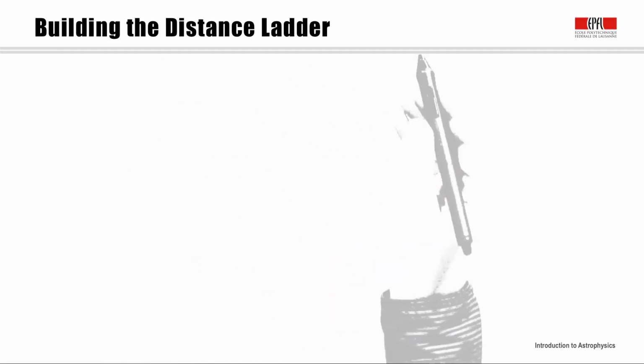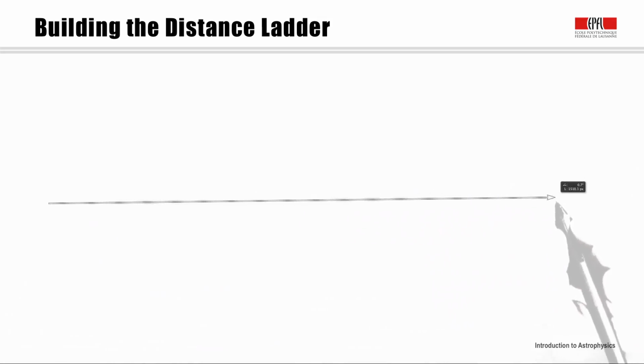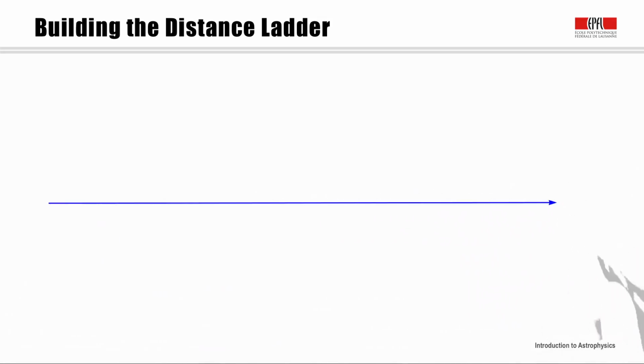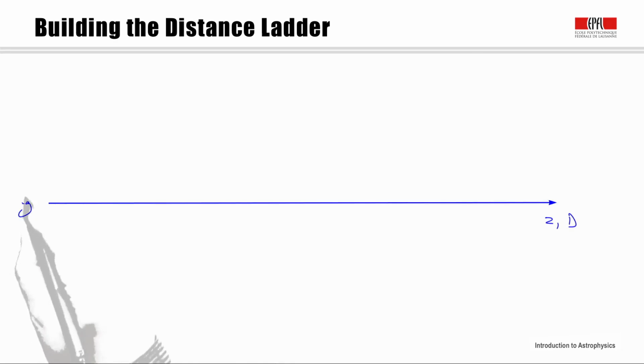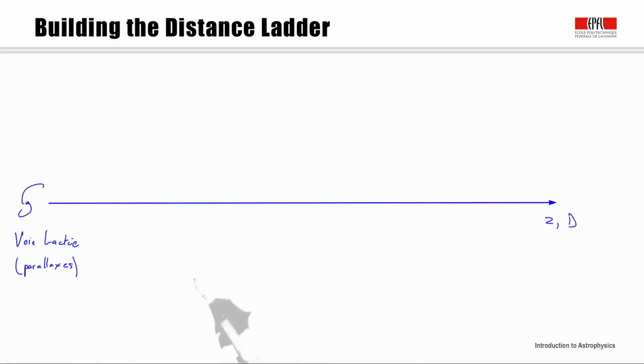A word about what we call the distance scale. We have seen that we have different methods to measure distances. The goal is to go to high redshifts. We have high redshifts, large distances here. We are somewhere in the Milky Way. Then we can measure parallaxes in the Milky Way. We will be able to go distances of around 40 to 50 megaparsecs. We will be able to use Cepheids. And even further, we will use supernovae.